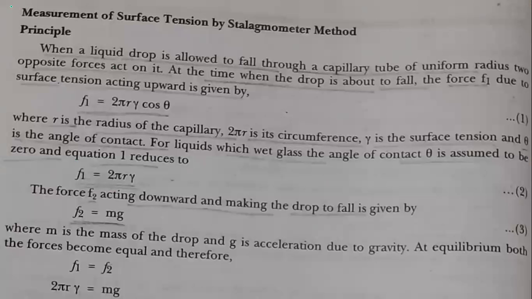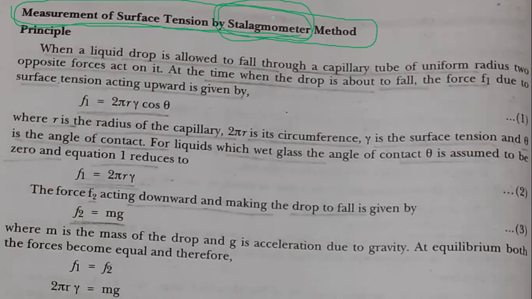Okay, now we'll see how we can measure the surface tension by using a stalagmometer. One instrument is used that is called a stalagmometer. Remember, for determining the surface tension we are using an instrument, the glassware that is a stalagmometer. Now see, this is the principle actually. Okay, we'll see what is the principle for that. When a liquid drop is allowed to fall through a capillary tube of uniform radius, two opposite forces act on it.